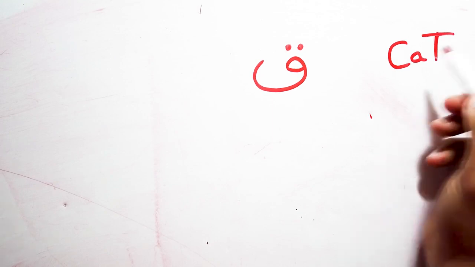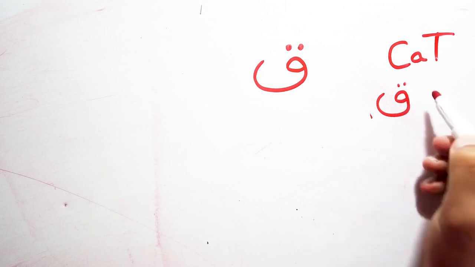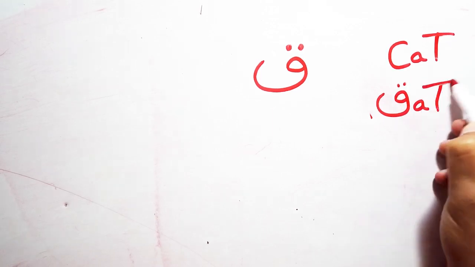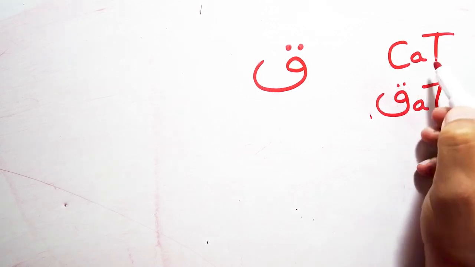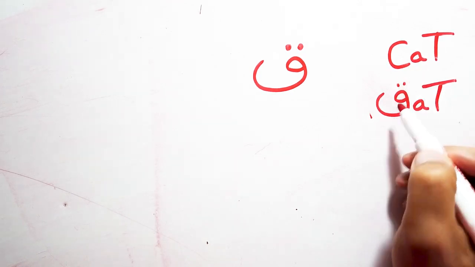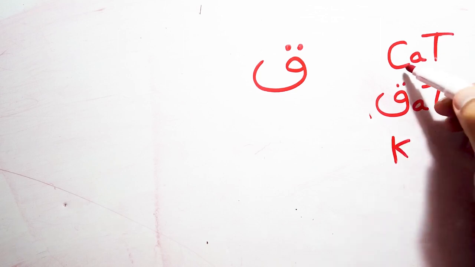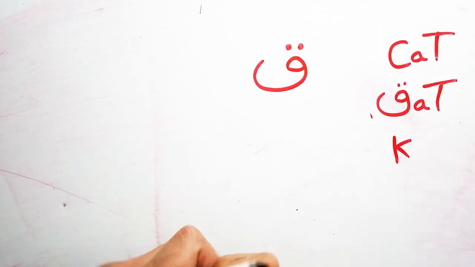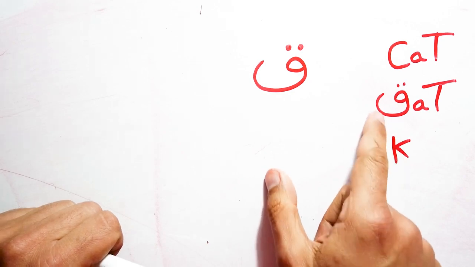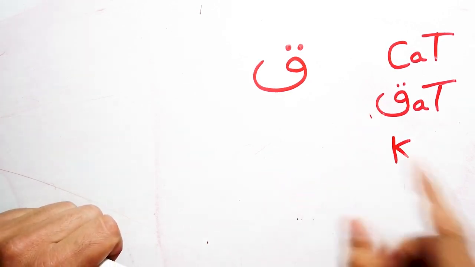Cat. Let's substitute the C by qa. Qat. Cat. Qa, qa, qat. K, qa. So qa is a strong K, or a strong C when it's pronounced like K.